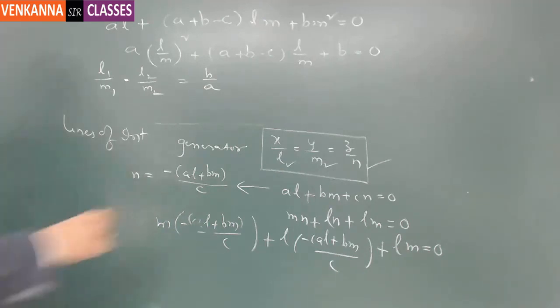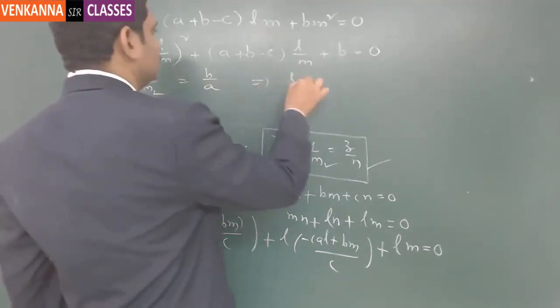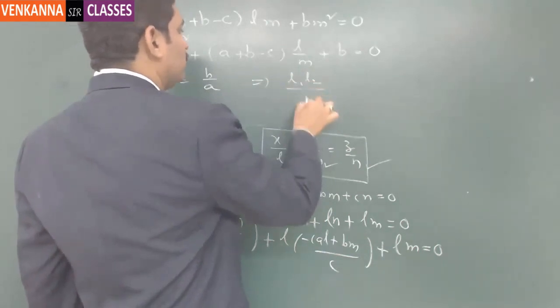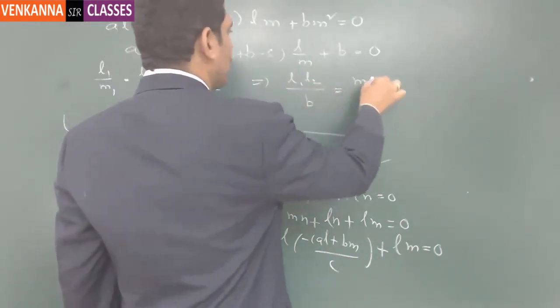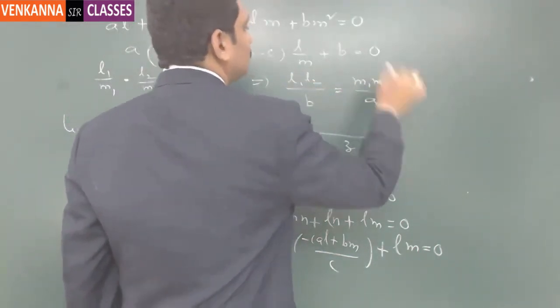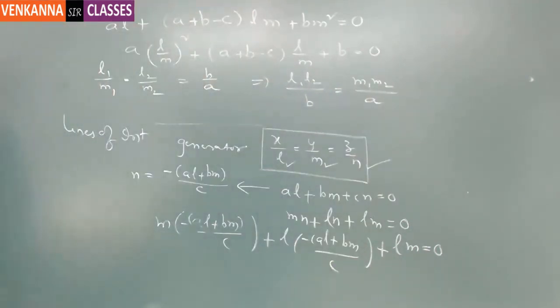Now, which gives that L1 L2 by b is equal to m1 m2 by a. Accepted?